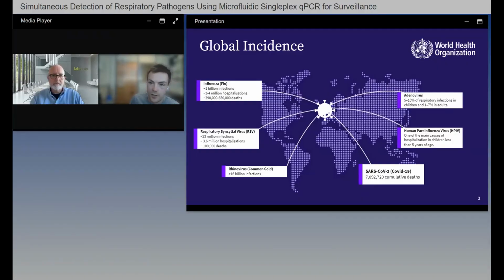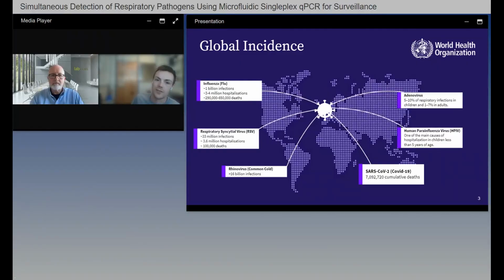Rhinovirus, your common cold, human parainfluenza virus. So the incidence of these is generally quite high, with varying hospitalization rates and deaths, variable by country and the country's income. A lot of these stats are taken from the World Health Organization website, although there are some cases where the virus isn't necessarily tracked or monitored as well as other viruses.